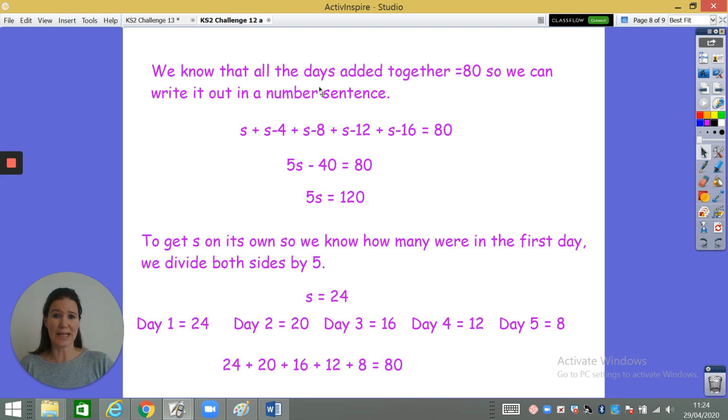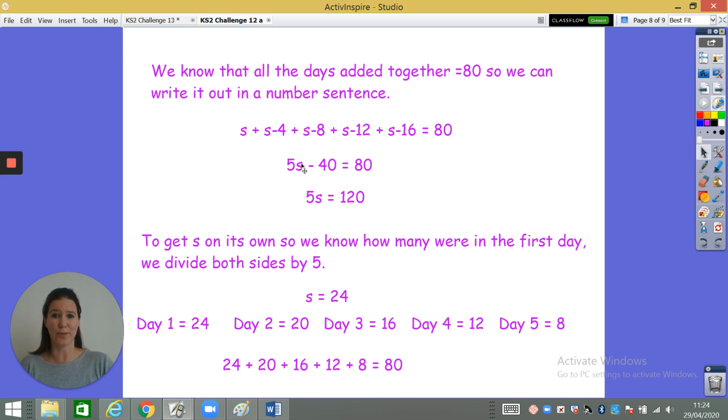We know that all the days add up to 80, so we can write it out in a number sentence. S is our first number of sandcastles for that first day. Then it's S take away 4 is the second day. S take away 8 is the third day. S take away 12 is the fourth day. And S take away 16 is the fifth day. That all equals 80. We can combine these together.